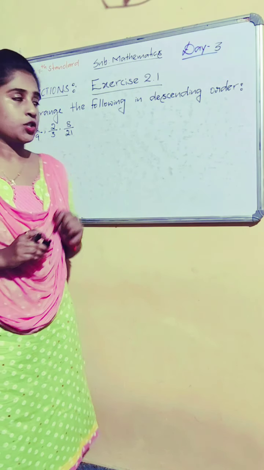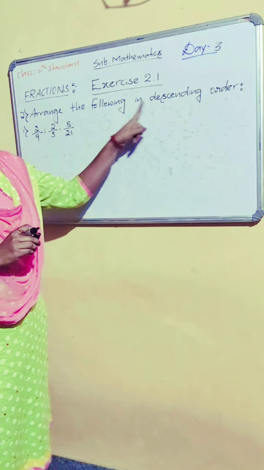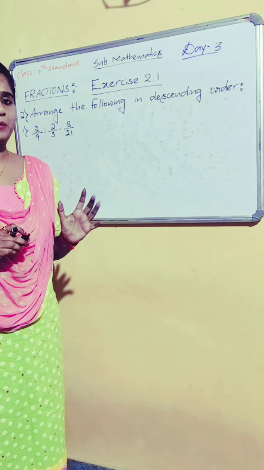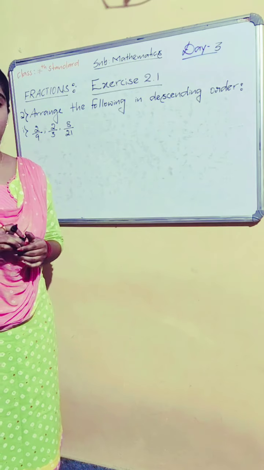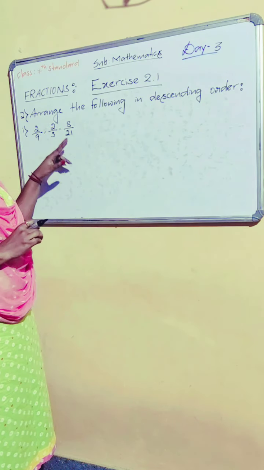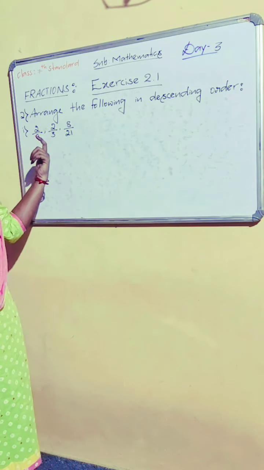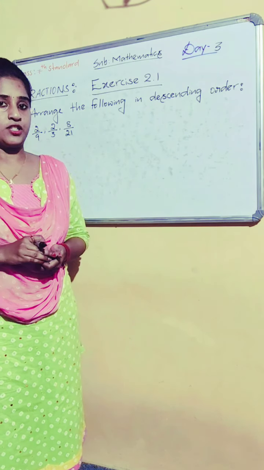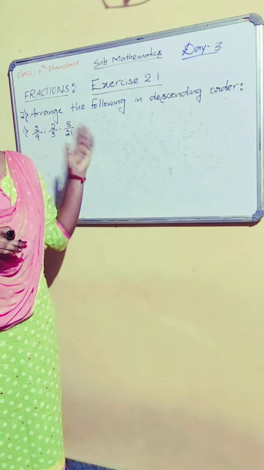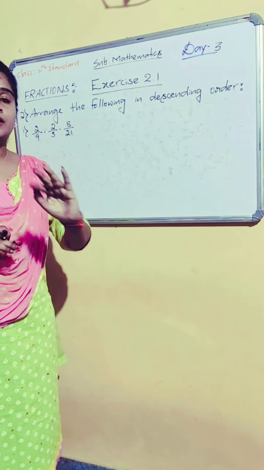So, the next question is, arrange the following in descending order. So, what do you mean by descending order? That is, highest number to the least one. Since we have fractions here, that too with different denominators, the first thing is we have to convert them to like fractions. After that only we can arrange the given fractions in descending order.